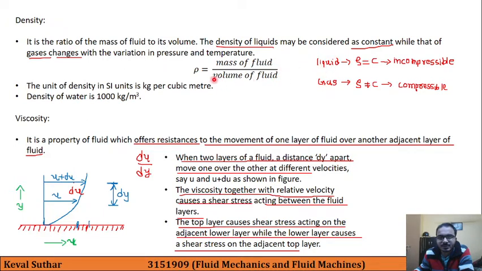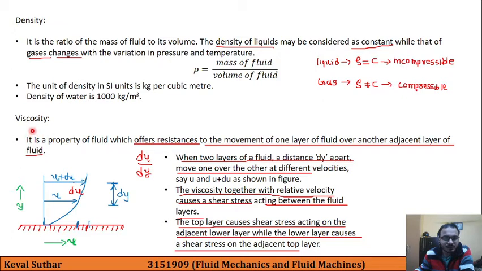So in case of liquids, the density remains constant, that is, liquids are incompressible fluids, and in case of gases, density changes, that's why they are called compressible fluids. The unit of density is kg per meter cube. Now the next part was viscosity.